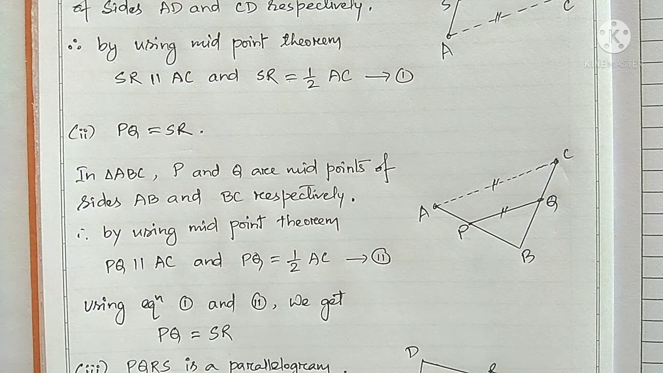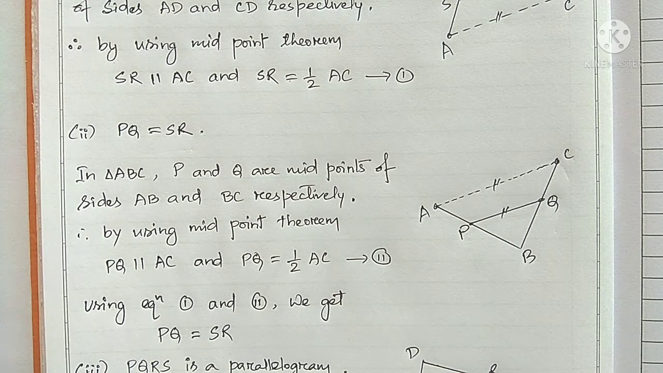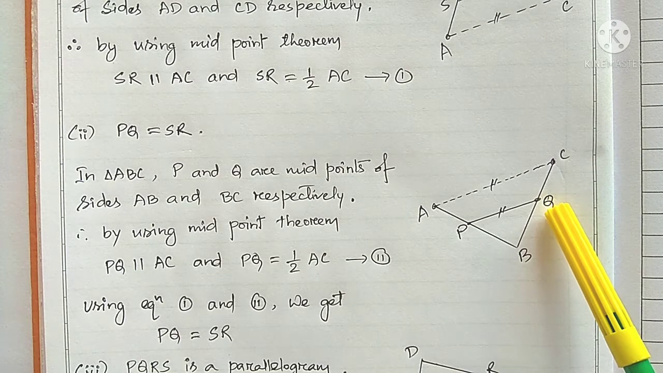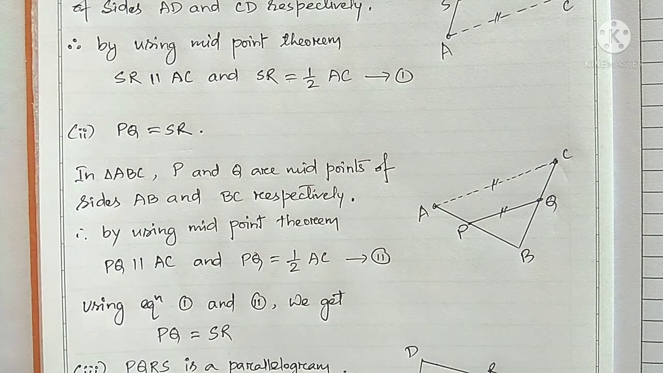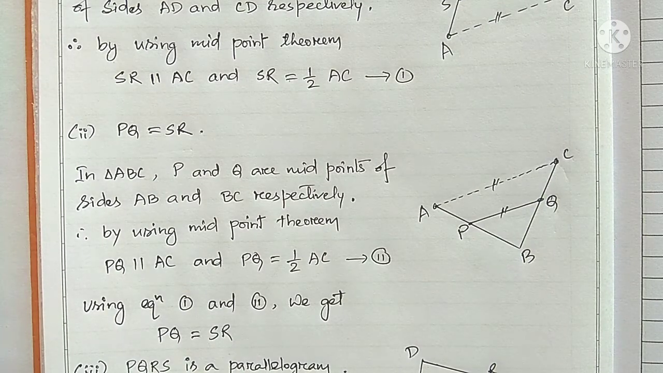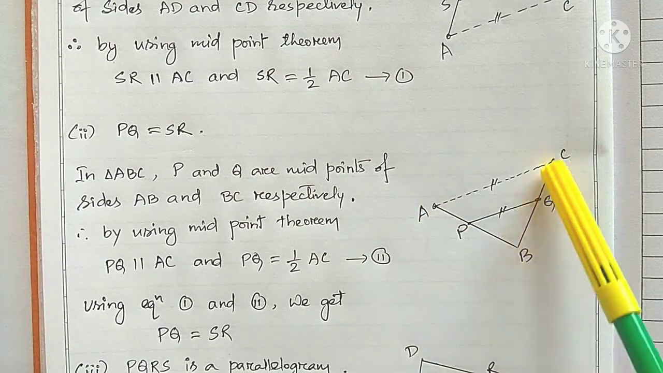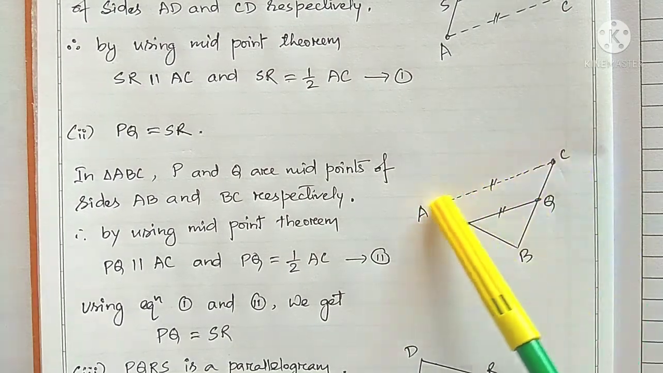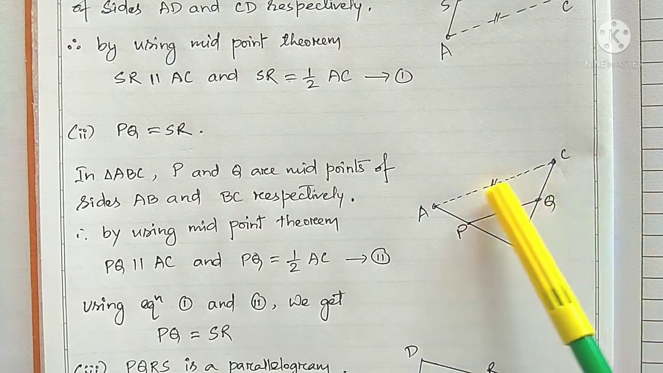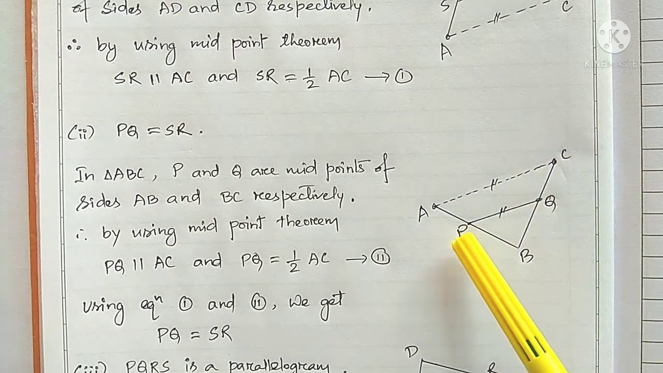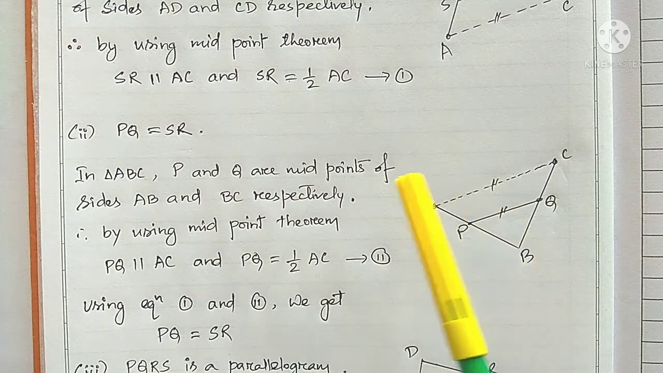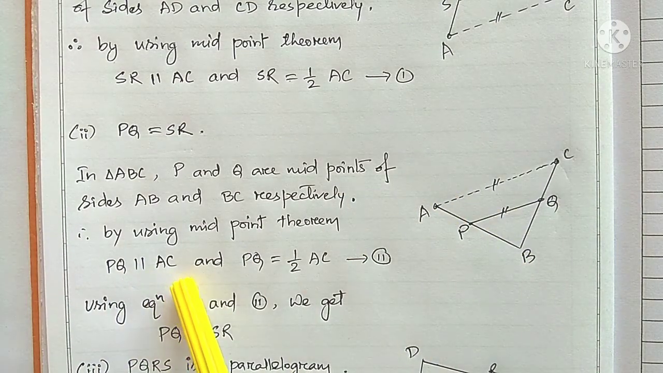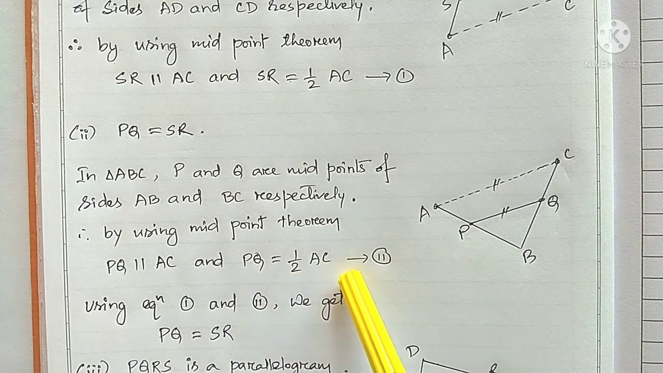If we repeat one more time, the midpoint theorem is what? The line segment joining the midpoints of two sides, that means these two sides AB and BC, of a triangle is parallel to the third side. Already these two sides we consider, the third side is which one? AC. So that's why we write PQ is parallel to AC, and the length of PQ is always half of this AC, isn't it? So here we write PQ is parallel to AC and PQ equal to half of AC.